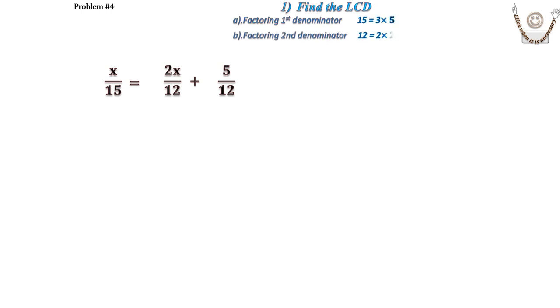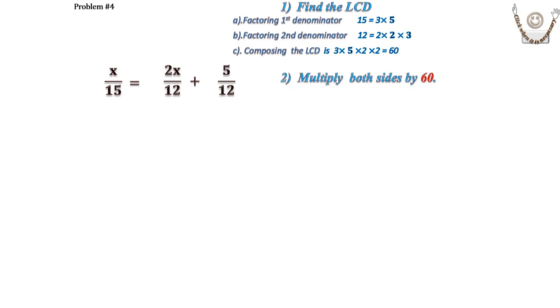Now, let's solve this equation using a more practical approach. Factoring the first denominator, it will be 15 equals 3 times 5. Factoring the second denominator, 12 is 2 times 2 times 3. Composing the least common denominator, which would be the first denominator, 3 times 5, and then 2 times 2, 60. So next step, we have to multiply both sides by 60. And it's a good idea to keep parentheses.